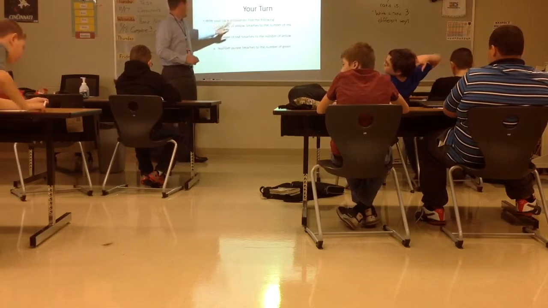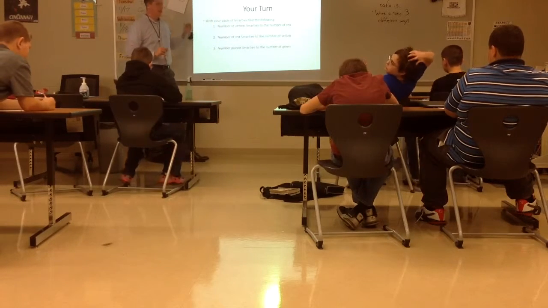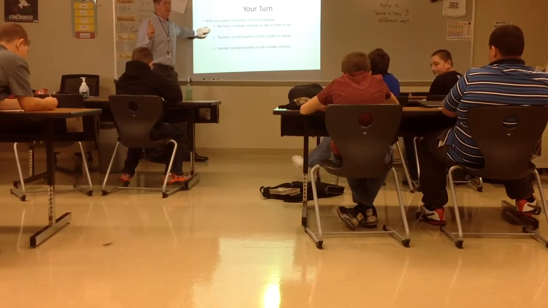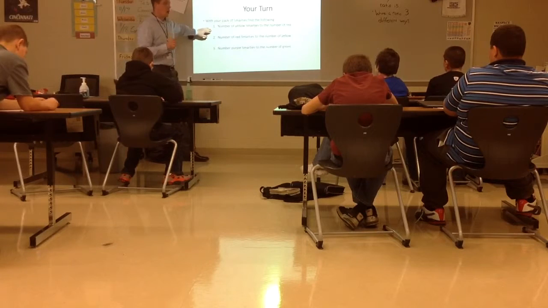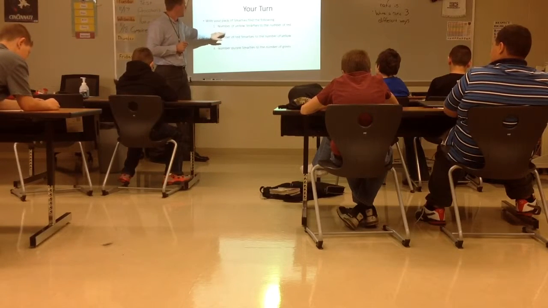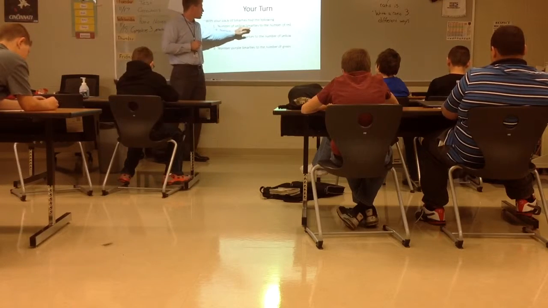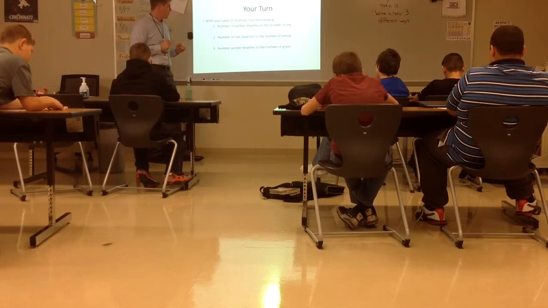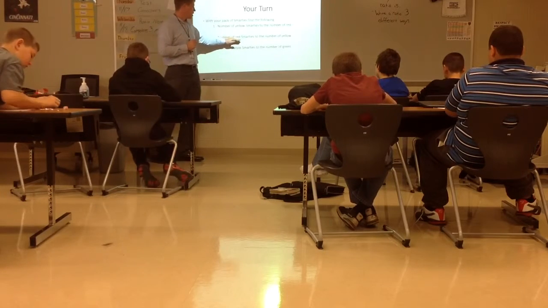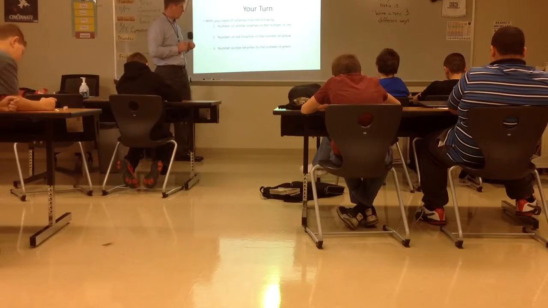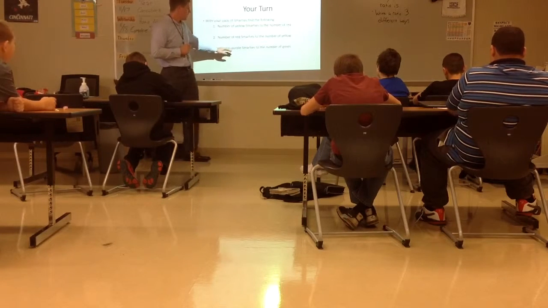So, it's your turn. With your pack of Smarties, and this is on your paper also, okay? You're going to find 6 things. The first 3 are comparing colors to colors. Okay, so number 1, number of yellow Smarties to the number of red Smarties. And number 2, the number of red Smarties compared to the number of yellow. Number 3, number of purple.